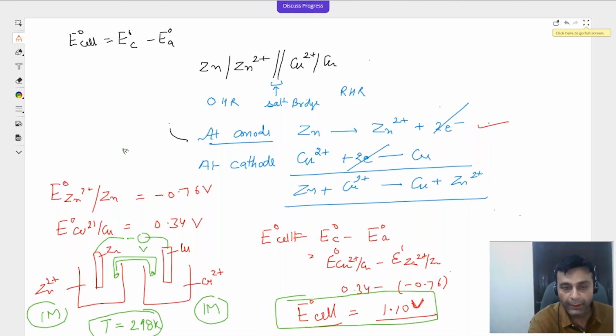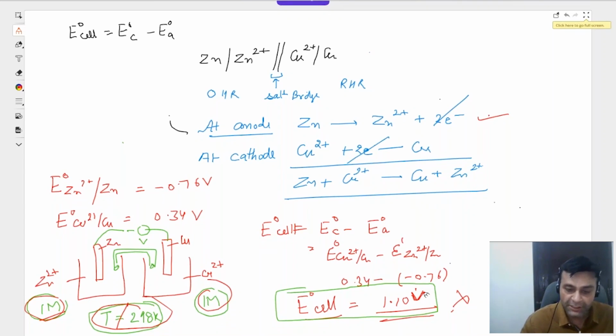Now, if I change the situation slightly. If temperature is not 298 Kelvin and the concentration is not 1 molar, this EMF will not come out to be this much. It means the EMF value changes with change in temperature. Now, how does it vary? What is the quantitative analysis of this? For that, we have another equation through which we can solve that, and that equation is called the Nernst equation. Now, I'll discuss the Nernst equation.